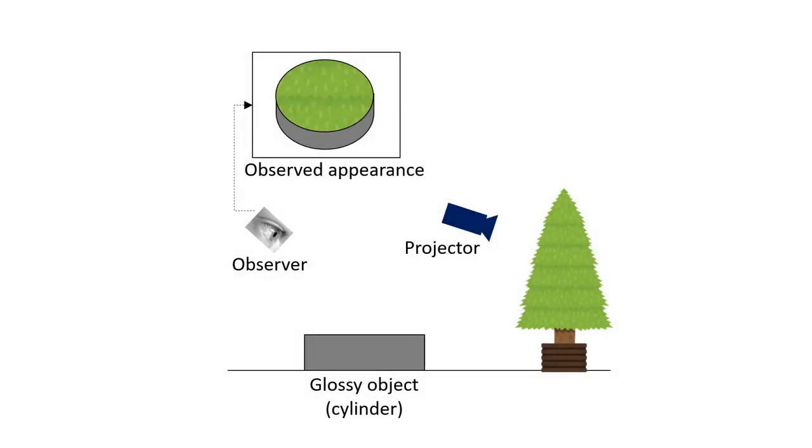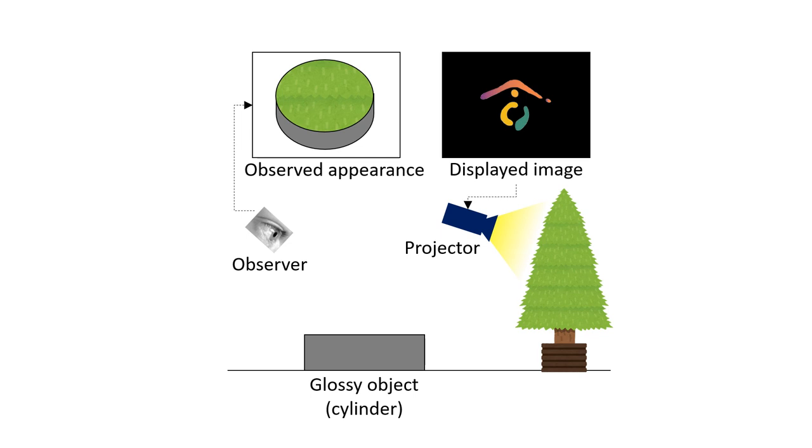The third approach is spatial AEM. This method does not use any flat panel displays. Instead, it uses projectors to augment environments. Namely, the surface appearance of a glossy object is edited by projected imagery on environmental surfaces. We call this type of implementation spatial AEM.